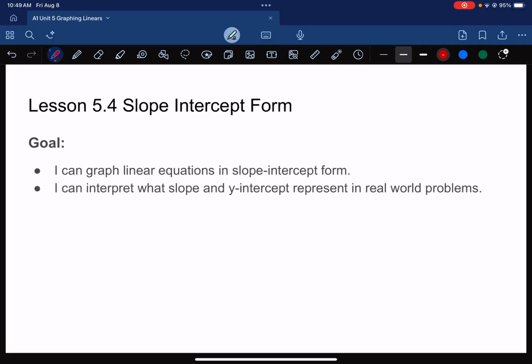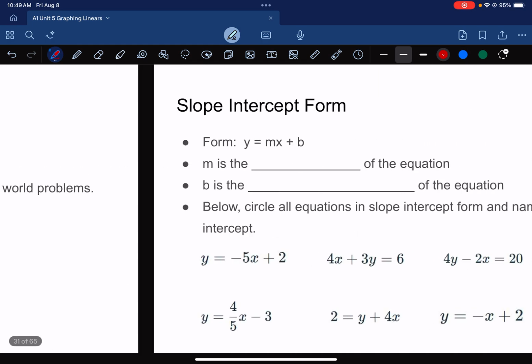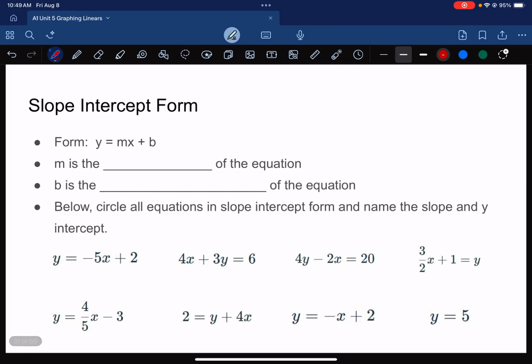Okay. So the goals are: I can graph linear equations in slope-intercept form, and I can interpret what slope and y-intercept represent in real-world problems. So we'll get a little bit of application here at the end of this. When it says an equation is in a certain form, that just means that the equation is organized in a certain fashion.